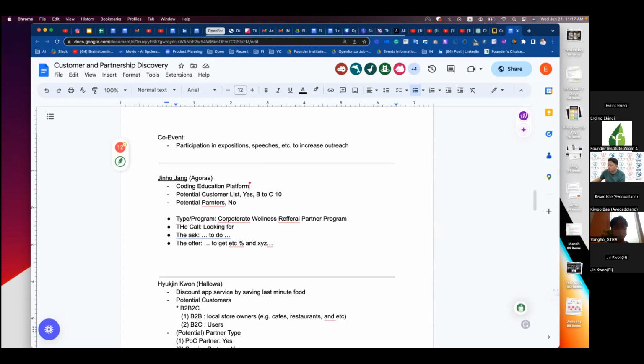People, take a picture and write it there as well. Yeah, you can just write it down like these things that I've written. You can also take a picture. I pasted a format there, the type of the program. It's just an example, of course. And the call, the ask and offer that we talk about there. Just write it down. I will circle back also for this.